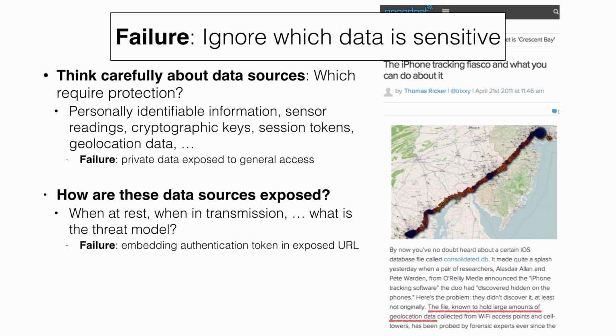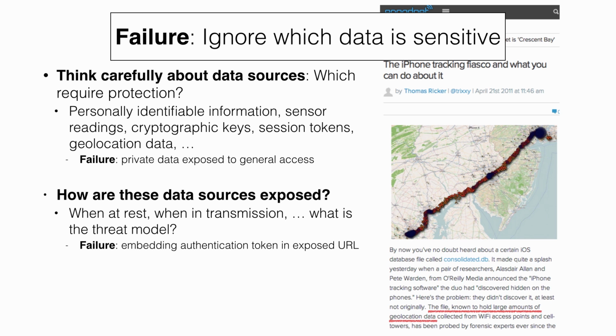When considering the data sources that you may need to protect, you want to ask yourself, how are these data sources exposed? Are they exposed when the data is at rest or when in transmission? And what's the threat model? So if they're exposed at rest, you might want to encrypt them. If they're exposed in transmission, you might want to use an encrypted connection technology like SSL.